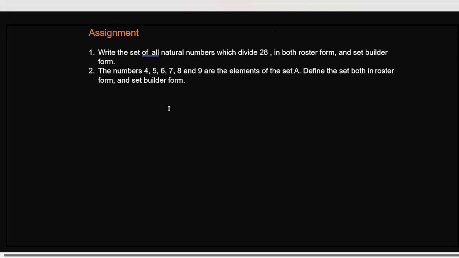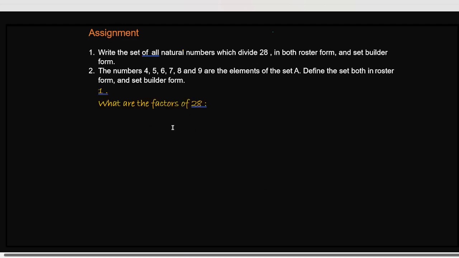Hello, welcome back. In the last video, I gave an assignment with two problems. Write the set of all natural numbers which divide 28 in both roster and set builder form. The second one: given the elements 4, 5, 6, 7, 8, and 9, write the set in roster and set builder form. Hope you could solve it. I am giving the solution for your benefit.